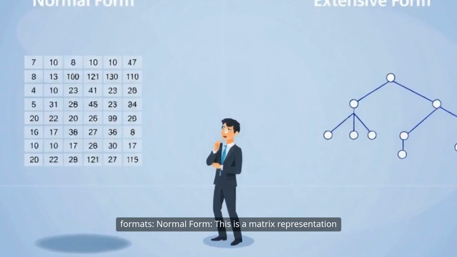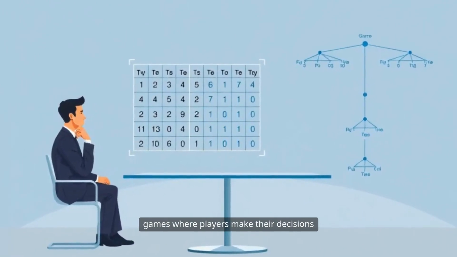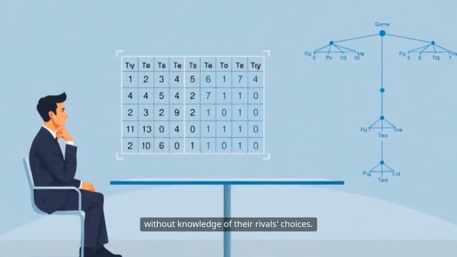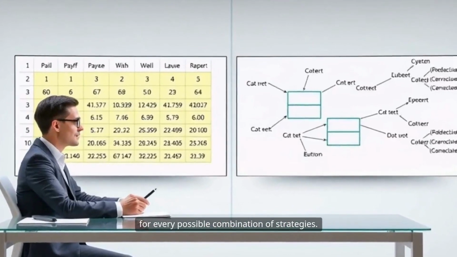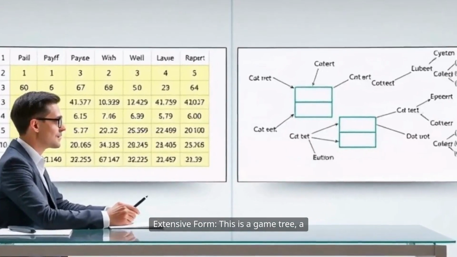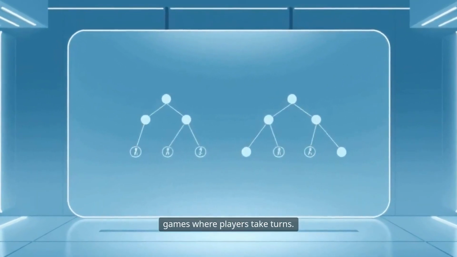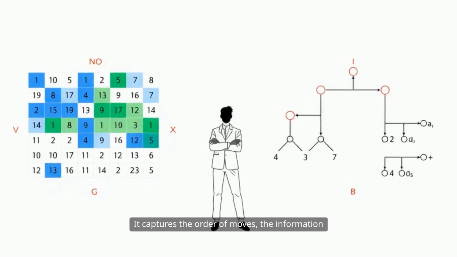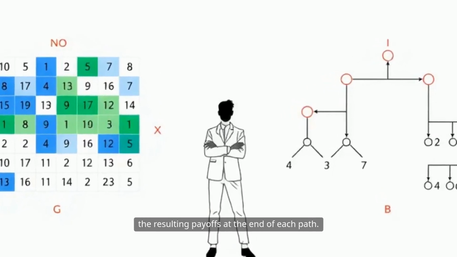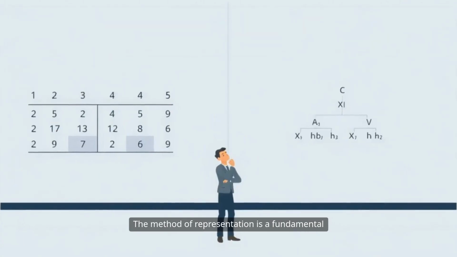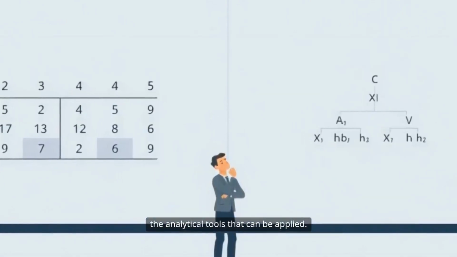Normal form. This is a matrix representation of the game, typically used for simultaneous games where players make their decisions without knowledge of their rivals' choices. The matrix shows the payoffs for each player for every possible combination of strategies. Extensive form. This is a game tree, a diagrammatic representation used for sequential games where players take turns. It captures the order of moves, the information available at each decision point, and the resulting payoffs at the end of each path. The method of representation is a fundamental distinction that dictates the analytical tools that can be applied.